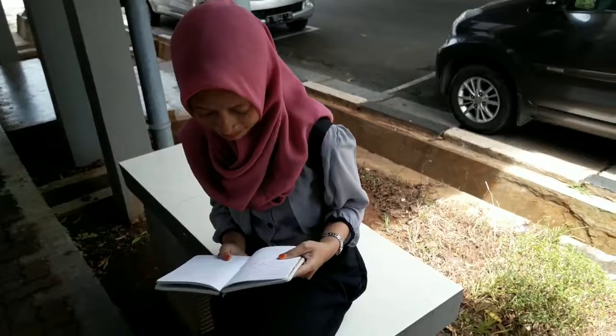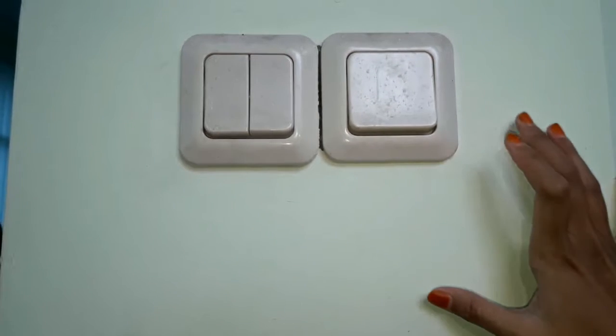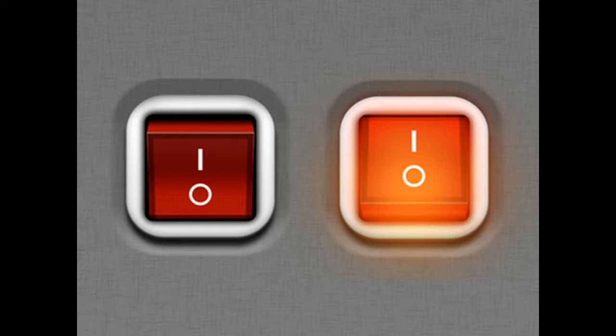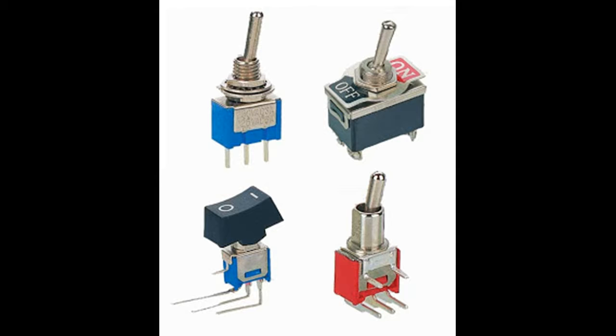A switch is an electrical object that is used to disconnect and connect the electric current in a circuit. A switch has two situations. The situations are disconnected and connected. If the switch is connected, the electric current will flow in the circuit. If the switch is disconnected, the electric current will not flow in the circuit.